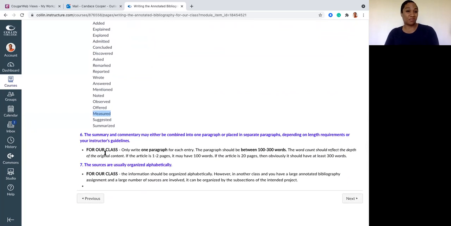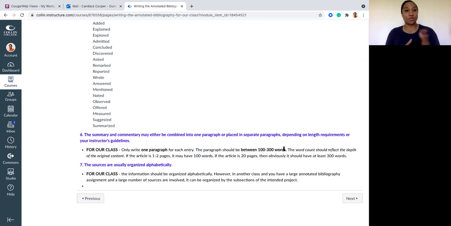I mean, there are a couple of good points here that are worth noting. Remember, each entry is only one paragraph. And don't forget, you have a minimum of 100 words for each entry. And don't forget, you can go a little over 300 words. You're not going to get any points off for going over 300 words.